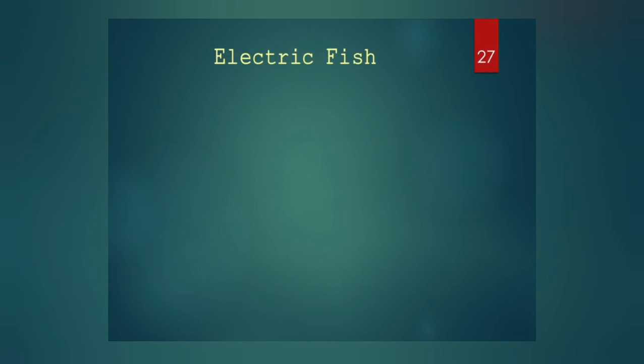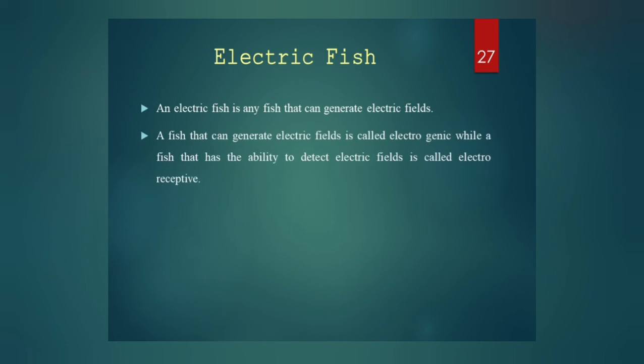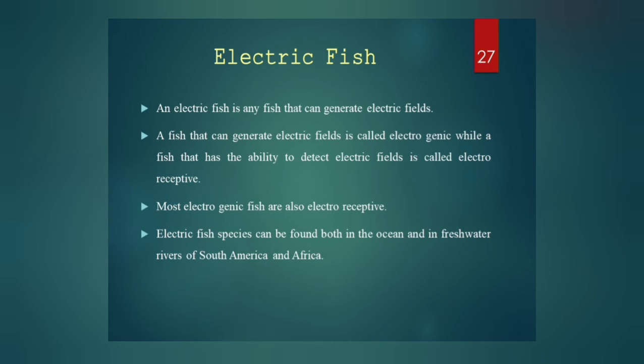Now we will be discussing examples of bioelectricity, such as electric fish. An electric fish is any fish that can generate electric fields. A fish that can generate electric fields is called electrogenic, while a fish that has the ability to detect electric fields is called electroreceptive. Most electrogenic fish are also electroreceptive. Electric fish species can be found both in the oceans and in freshwater of South America and Africa.